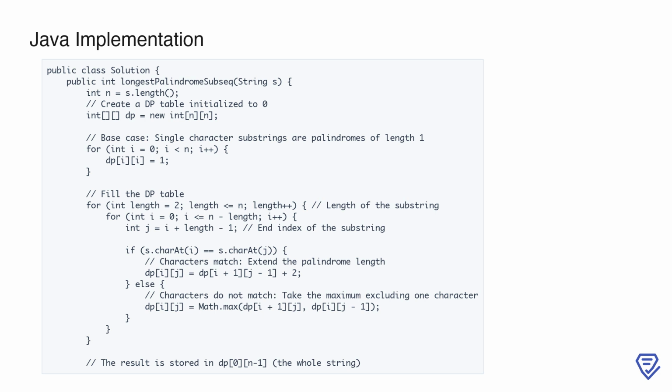For each substring, we check if the characters at the start and end indices match. If they do, we extend the palindrome length by adding 2 to the result of the smaller substring, dp[i+1][j-1]. If the characters don't match, we take the maximum value between excluding the start character or the end character, which is Math.max(dp[i+1][j], dp[i][j-1]).